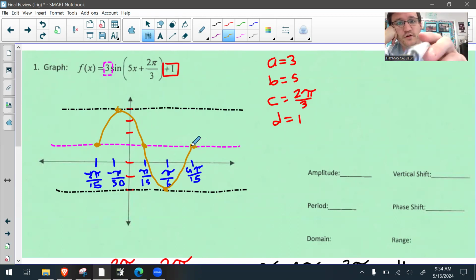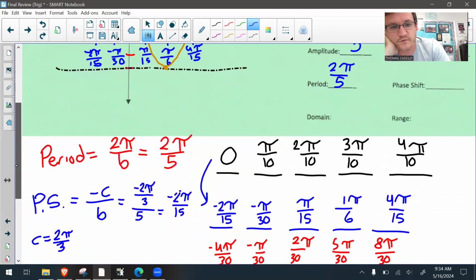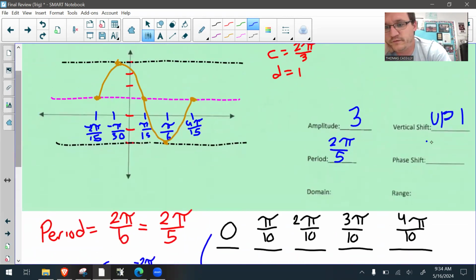Now we can just kind of fill in all these blanks. The amplitude here, that's just the A value. That's just 3. The vertical shift went up 1, so you could write up 1. You could say plus 1, however you want to do that. Or you just put 1. The period, we found that earlier, was 2 pi over b, so that's 2 pi over 5. And then the phase shift, we also found that was negative 2 pi over 15.